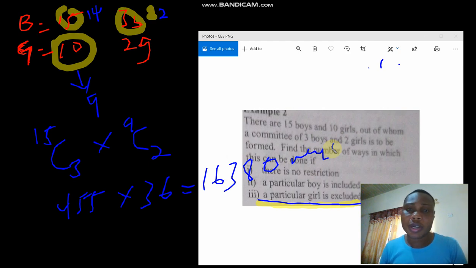I hope you are okay with this example. This is the first example we have taken on combinatorics. We'll take more examples in the subsequent videos.